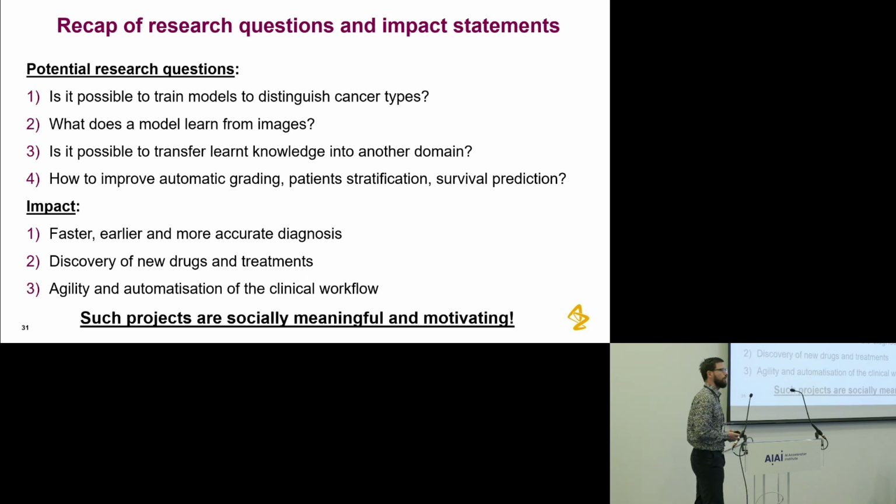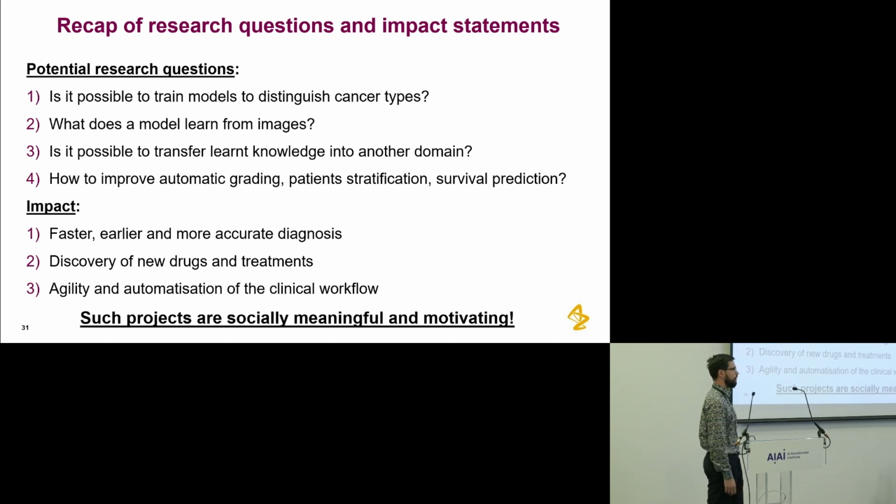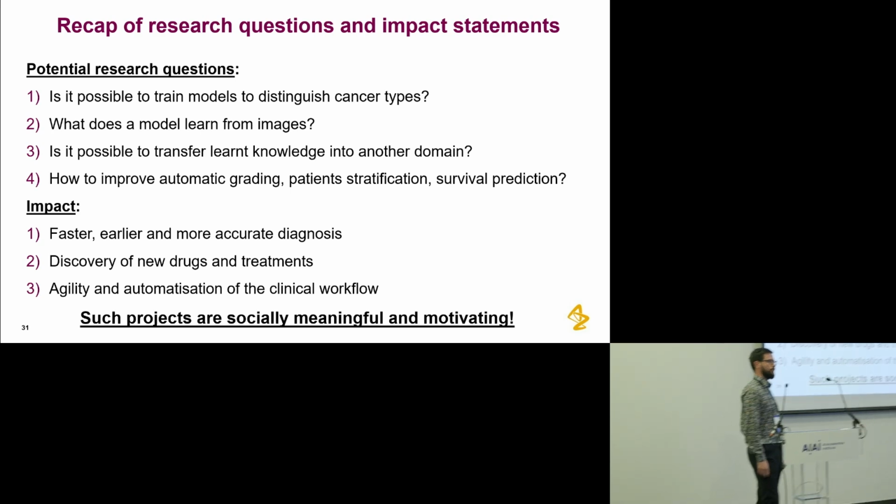So just to summarize what you can do already with AI in digital pathology: you can predict cancer types and subtypes. You can try to see where the model focuses, what areas it bases its decision on, and eventually we want to deliver to patients better, faster, more accurate diagnosis and treatment.